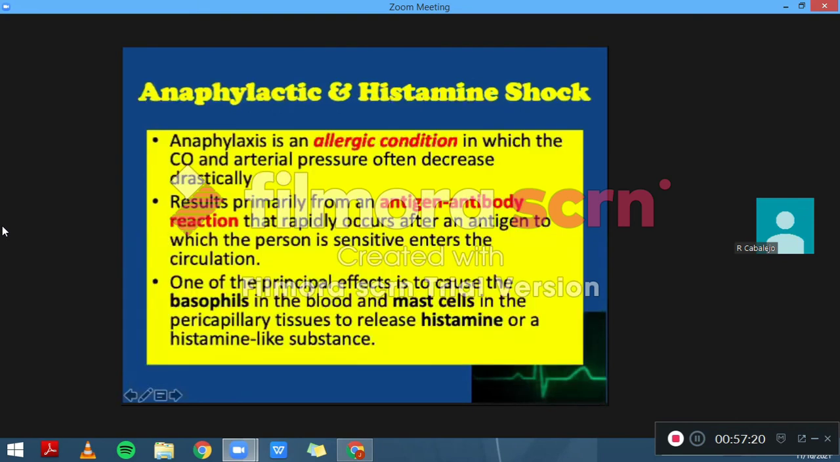You also have a kind of shock which is quite common. We call it anaphylactic or histamine shock, basically allergic shock. Anaphylaxis is an allergic reaction, the worst form of allergic reaction, in which the cardiac output and arterial pressure often decrease drastically. This results primarily from an antigen-antibody reaction that occurs rapidly after an antigen to which the person is sensitive enters the circulation. One of the principal effects is to cause the basophils in the blood and the mast cells in the pericapillary tissues to release histamine or other histamine-like substances.